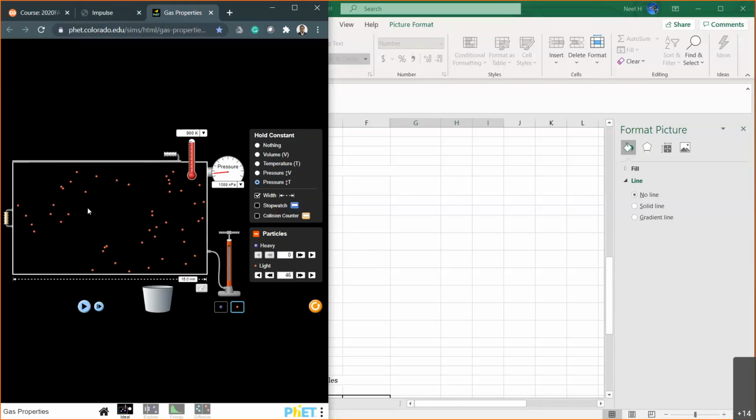Now the volume must remain constant, right? So with volume remaining constant, I should add gases into the system, then increase the pressure slowly and then measure the temperature. That's the plan. Okay. Question.